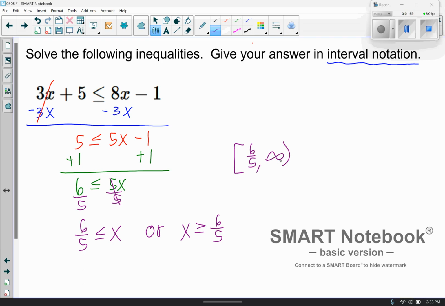And so if you did need to draw a number line to help you out there, that's fine. But we're hoping that at this point, we're getting a little bit more comfortable with this, and so we can tell by just looking at our inequality. Okay, let's try another one.